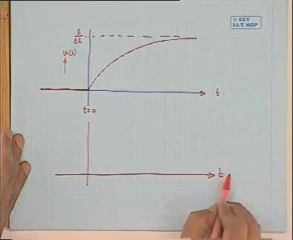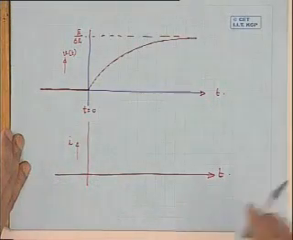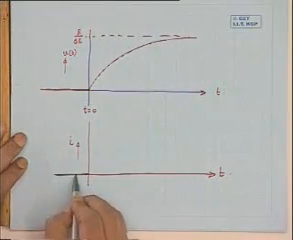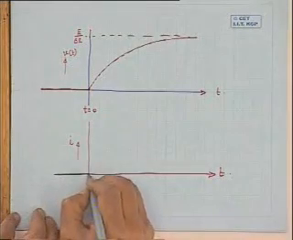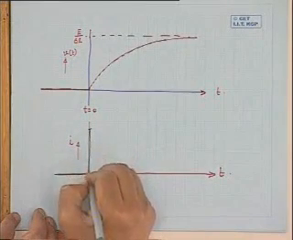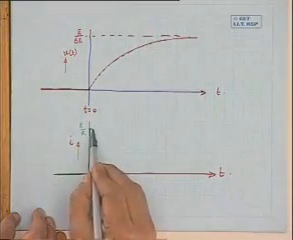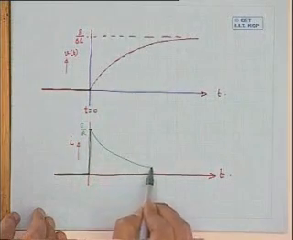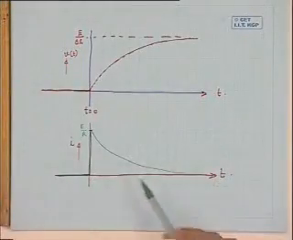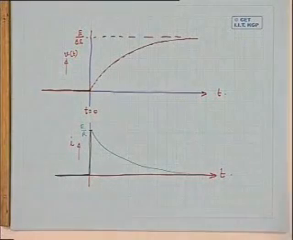Current, if you sketch, before t equal to 0, current was 0. At t equal to 0, the current will be E by R, because there is no back EMF. So this is E by R. And after that, current will decay down to 0. The time constant at which velocity will increase and current will decrease are the same.